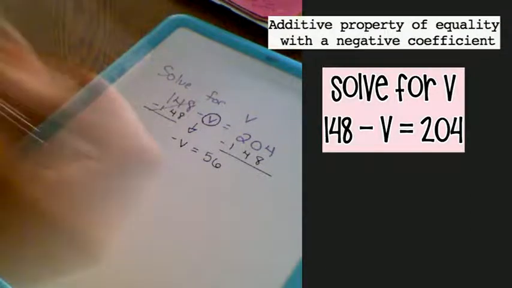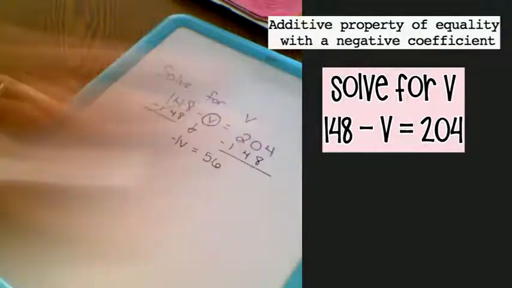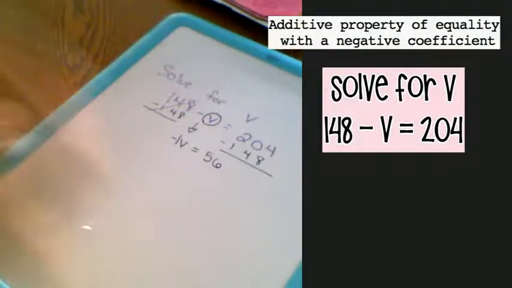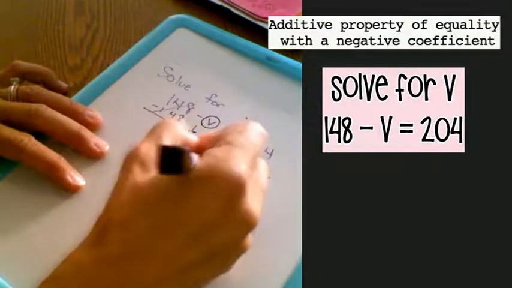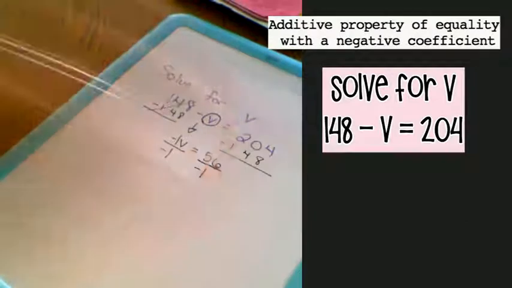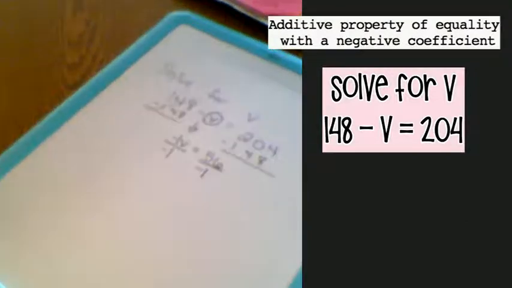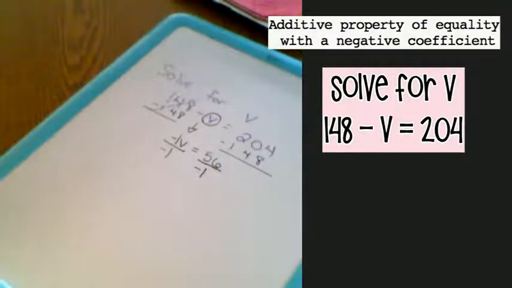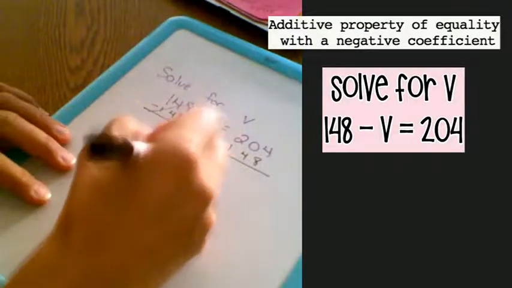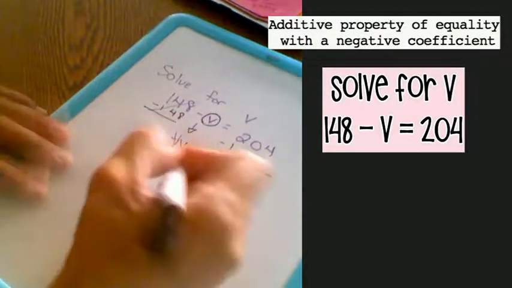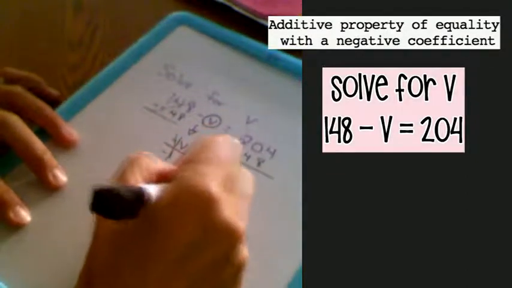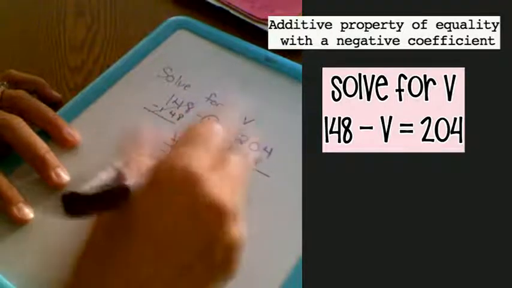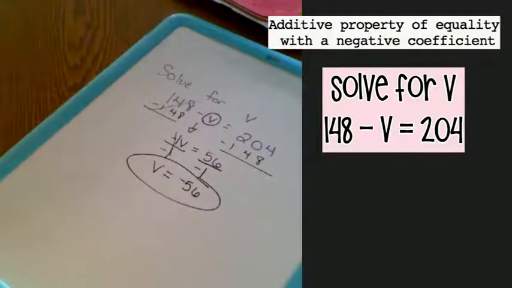And that basically is saying negative 1v. So the inverse operation of the v being multiplied by negative 1 is to divide by negative 1. And what we do to one side, we must do to the other side. So negative 1 divided by negative 1 on the left-hand side isolates the variable because it cancels out and we have v. And on the right-hand side, we have 56 divided by negative 1, which is negative 56. Therefore, our final answer solved for v in this equation is v equals negative 56.